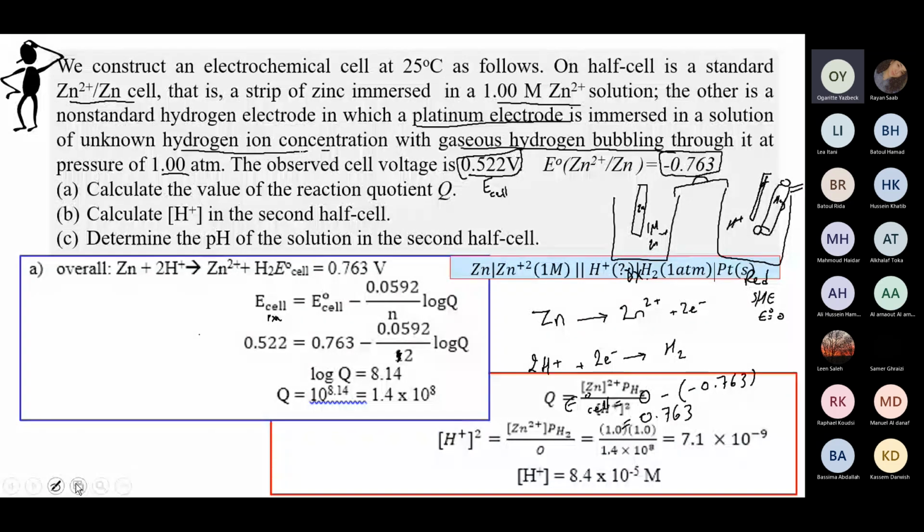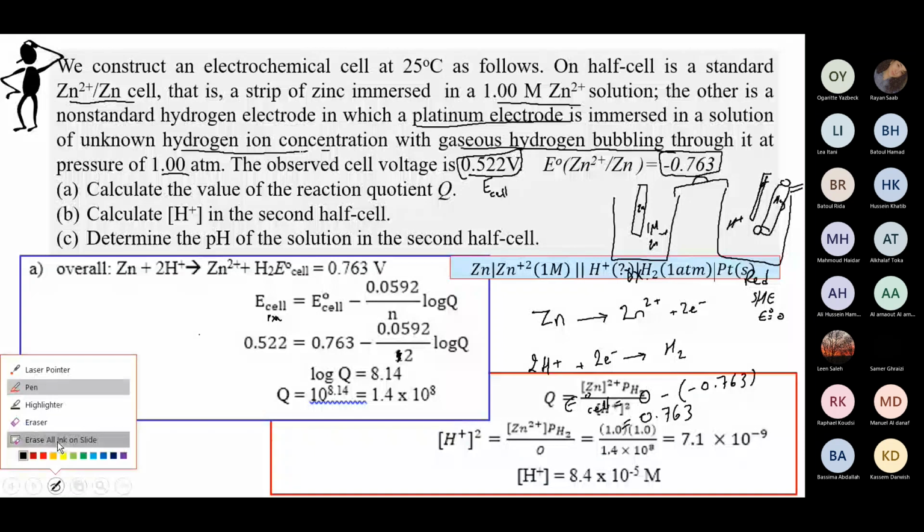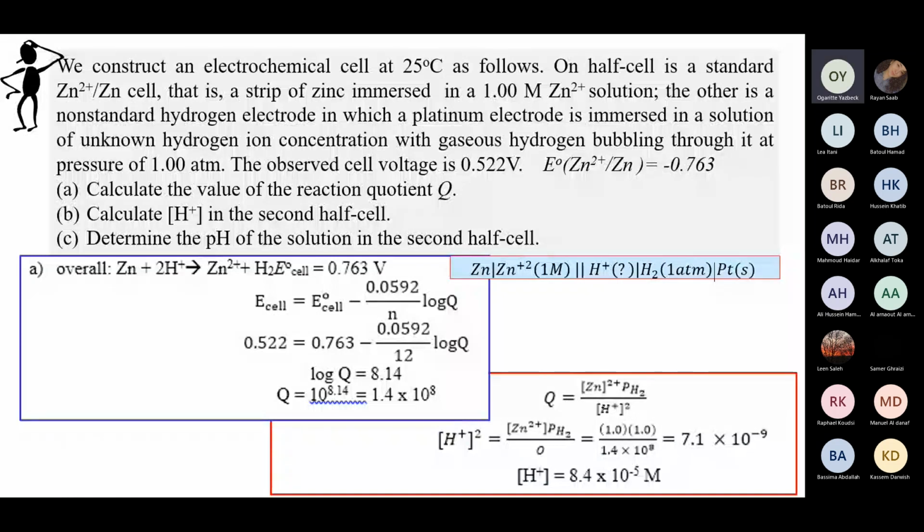What is Q? Q is simply products divided by reactants at any temperature. Products: zinc, pressure of hydrogen, divided by the H plus squared. I already have the concentration of zinc. I have the pressure of hydrogen. I have the Q. I can find the H plus concentration required to give me this E.